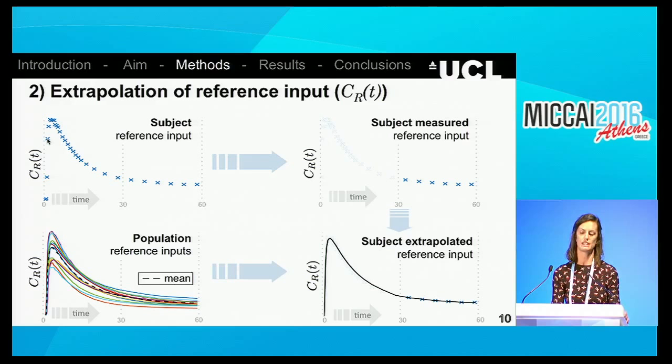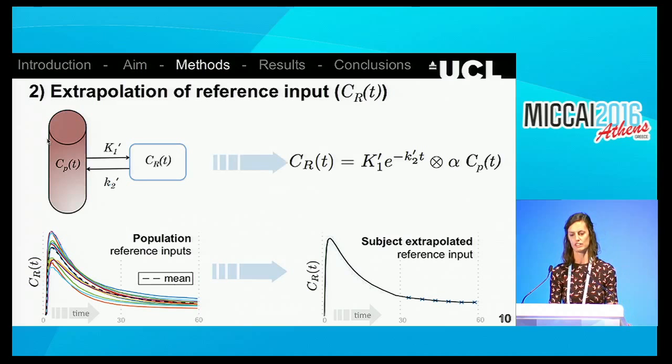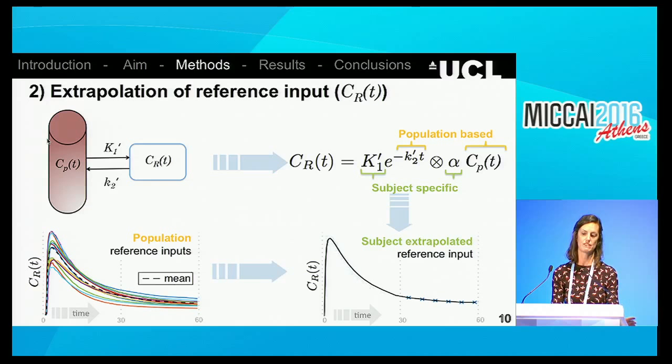So if we look back at our model for our single tissue compartment, the assumptions that we are making are that we can derive a subject-specific value for K1 prime. K2 prime is defined by the population. And then we have the input function CP, which is basically a scaled version of the population input function.